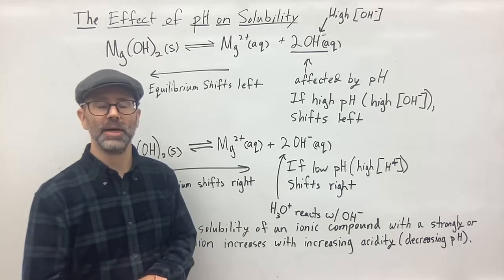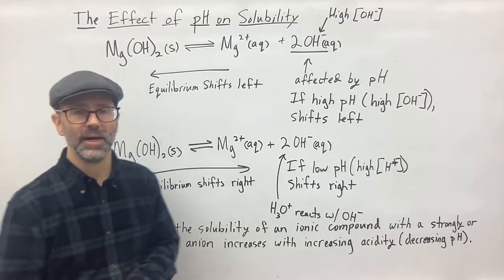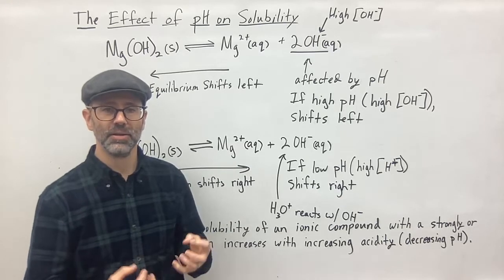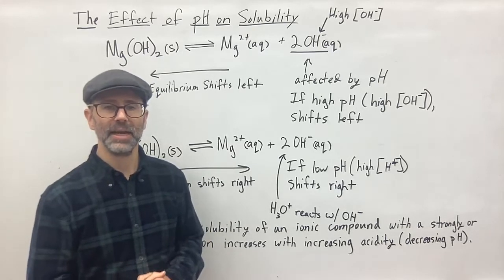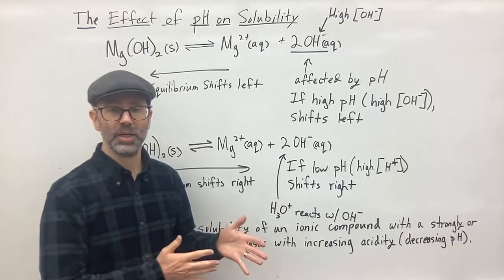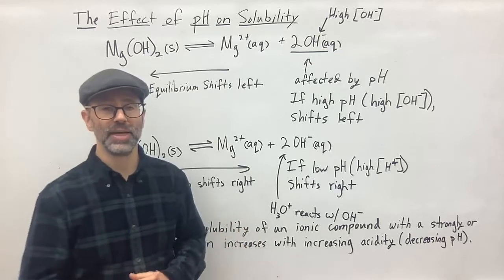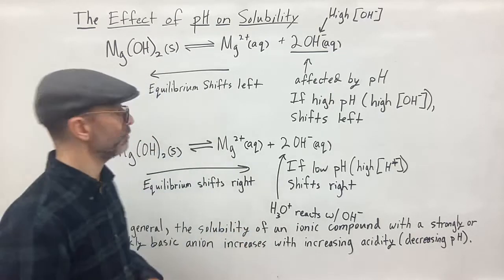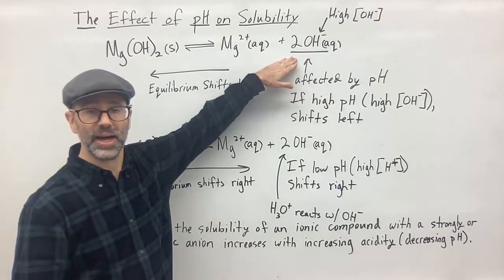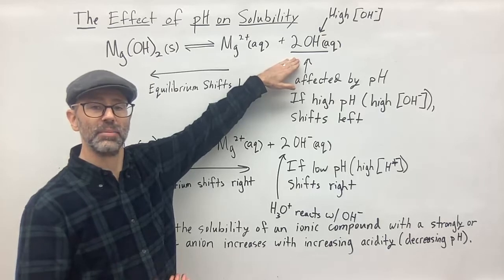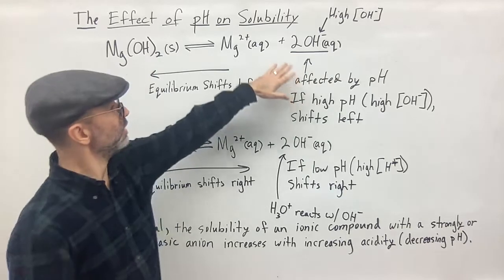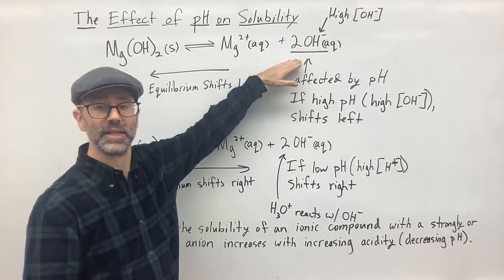Just like I talked about in my last video, how the common ion effect can affect the solubility of an ion, it's the exact same way with pH, because pH is a measure of your H plus concentration and or your OH minus concentration. So for this one, since I am producing a hydroxide ion, which is a base, that can be affected by pH. The reason is that pH is a measure of the OH minus concentration.